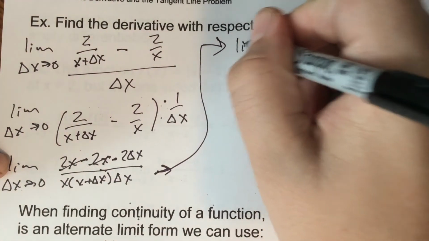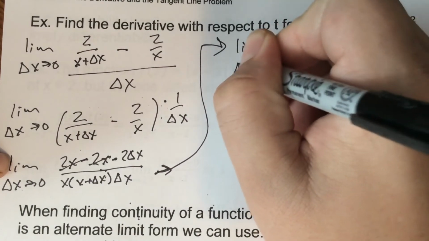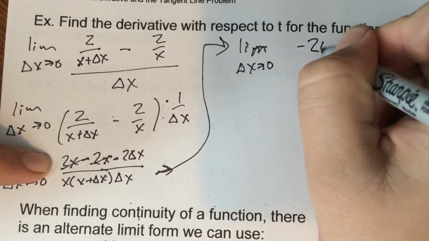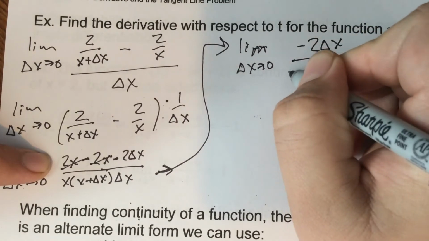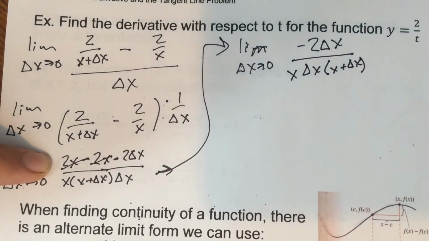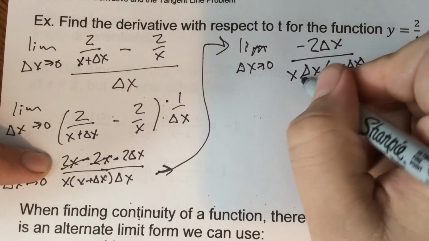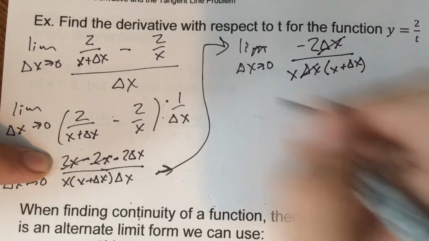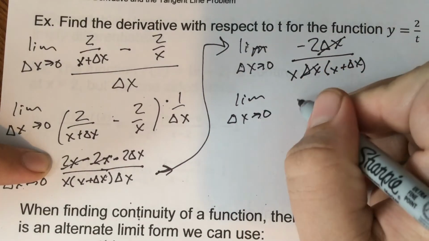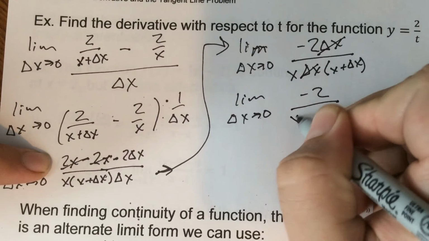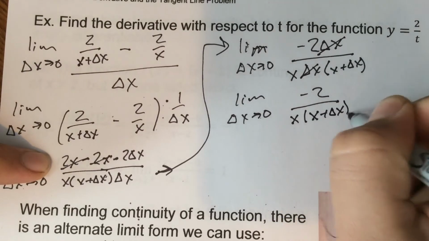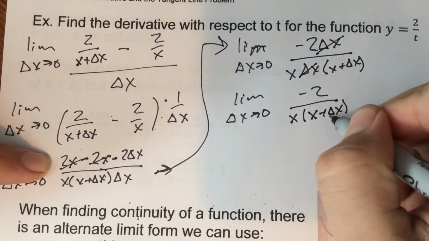So we would now be at the limit as change of x goes to 0 of a negative 2 change of x over x change of x times x plus change of x. So we can cancel this one, cancel that one. So we'd have the limit as change of x goes to 0 of negative 2 over x times x plus change of x. Well, as change of x goes to 0, that's going to wipe this one out.